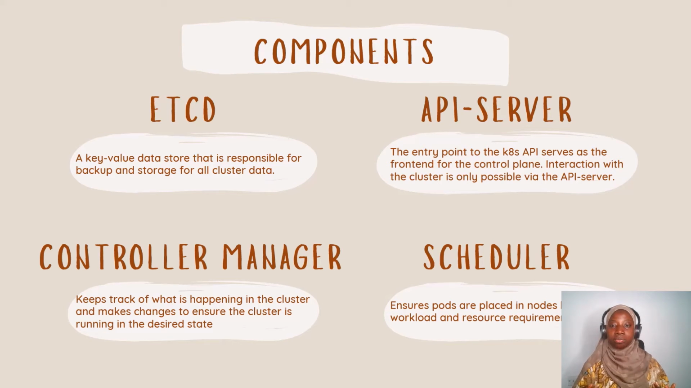It does this through continuous communication with the API server. If at any time it finds a disparity between the desired state and the current state, it lets the API server know, and then the API server signals to the kubelet in the worker node and goes ahead and creates whatever resource is lacking at that point. The scheduler is what ensures that pods are placed in nodes based on workload and resource requirements.